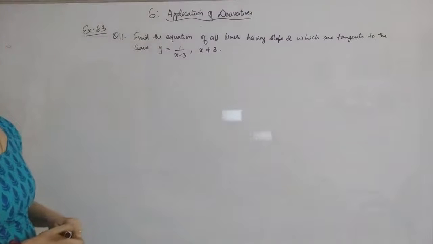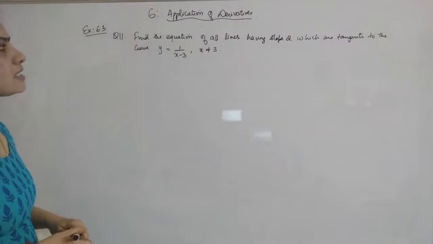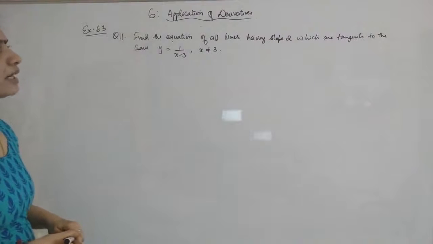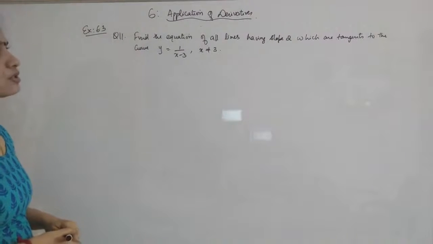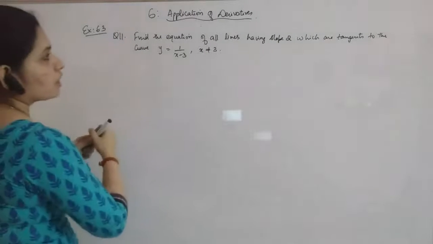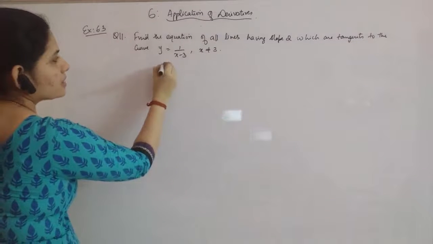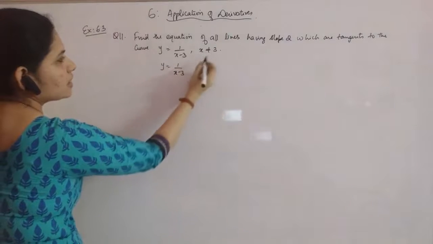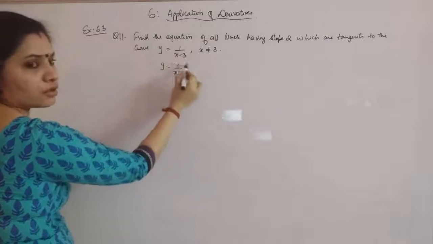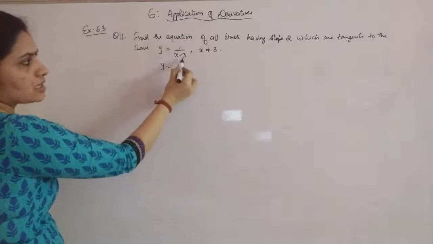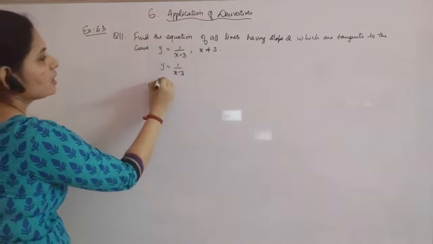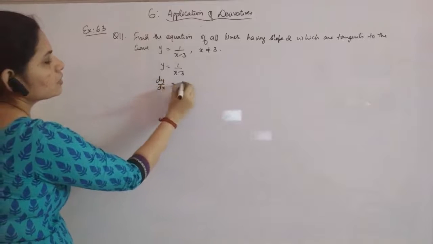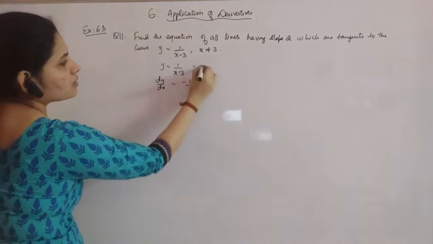Find the equation of all lines having slope 2 which are tangent to the curve y equal to 1 by x minus 3, where x is not equal to 3. So again you have to find out what is dy by dx. y is equal to 1 by x minus 3. This is given for the existence of this: x minus 3 should not be equal to 0.